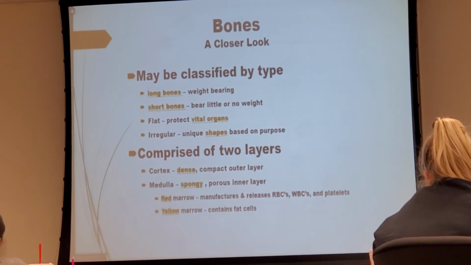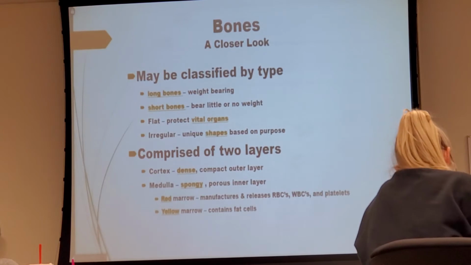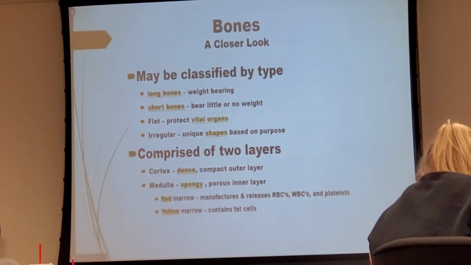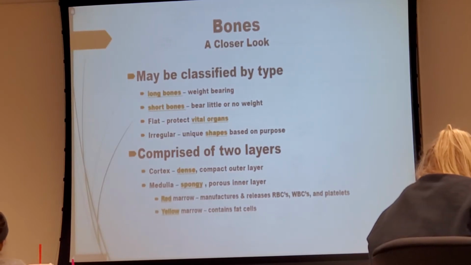Then we have the medulla, which is the spongy, porous inner layer. Inside that layer, we have the bone marrow. We have red marrow, which manufactures and releases red blood cells, white blood cells, and platelets. And then we have the yellow marrow, which contains fat cells. Both of those kinds of marrow are going to become important to us as we go on in this lecture.